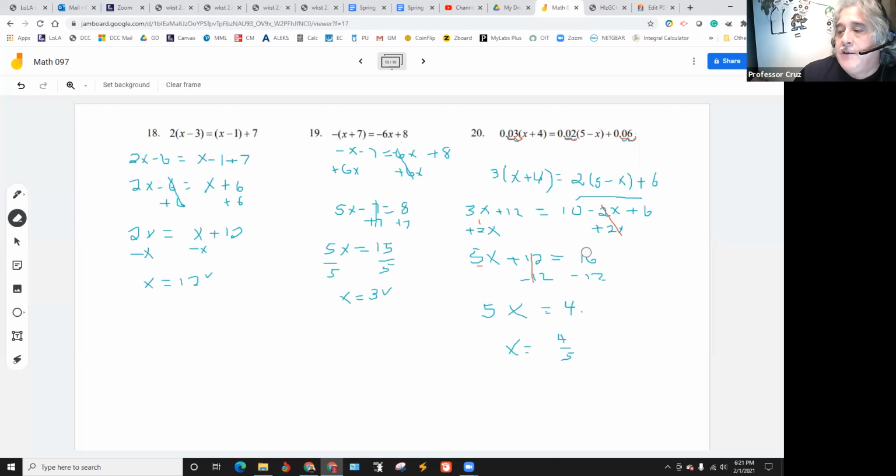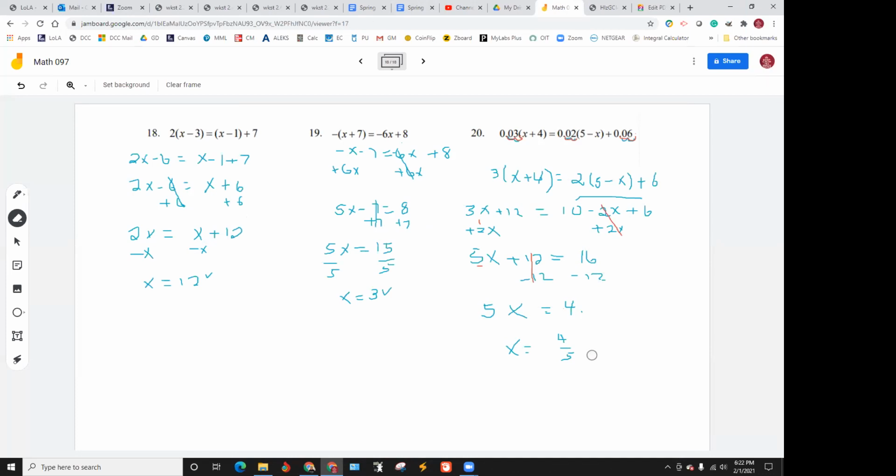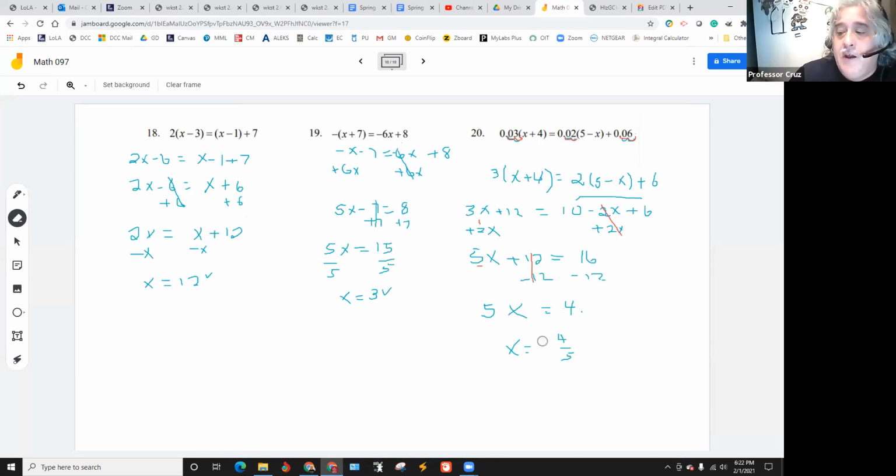If I've got 16, take away 12 is 4, and then I'm dividing both sides by 5, I don't have any choice but to write it as a fraction. 4 divided by 5 is 4/5. I'm not changing it to a fraction. I'm just solving for x. And that's what I get. And that's really the whole goal.